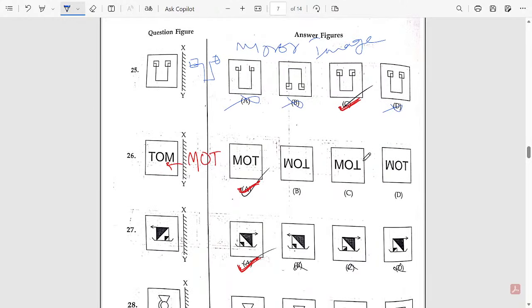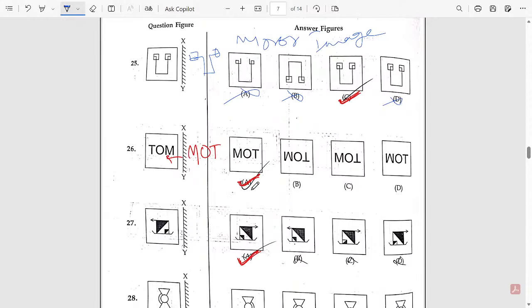For 26, this is Tom. Tom will become from the left side. We have to see first which is near the mirror. M is near the mirror, so M will look like this, then O, and then T, so it will become MOT. So the answer is option A for the 26. Not B, it is rotated wrong. This is not C and this is not D also. Only answer option A will come.